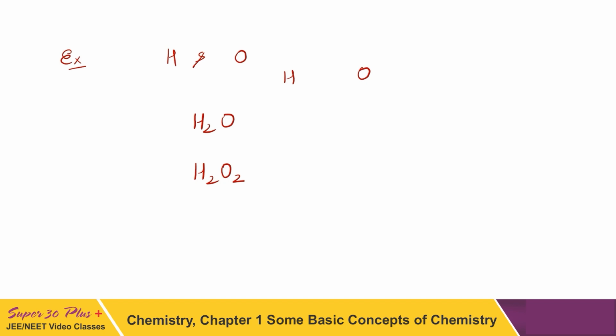In H2O, the mass of hydrogen is 2 and in H2O2 it is again 2. But in H2O, the mass of oxygen is 16, but here it is 32. So now again, as per the law of multiple proportion, when the different masses of any element, see students, these are the different masses of oxygen, react with the same mass of hydrogen, these different masses are in the simple whole number ratio, 1:2. This is the law of multiple proportion.